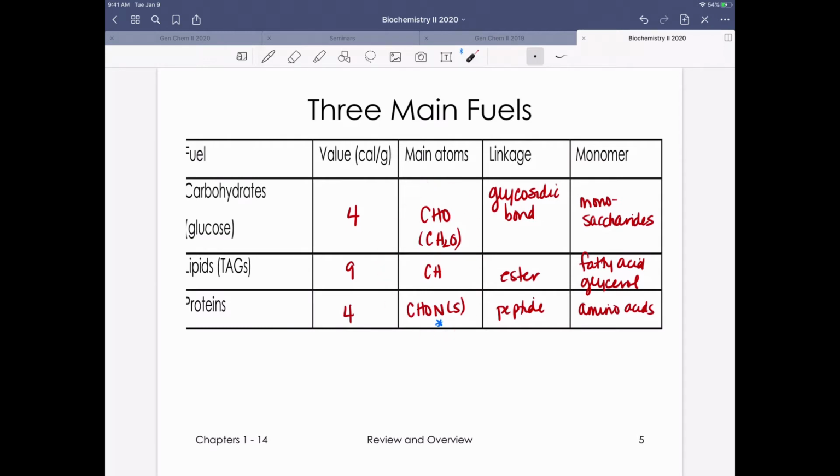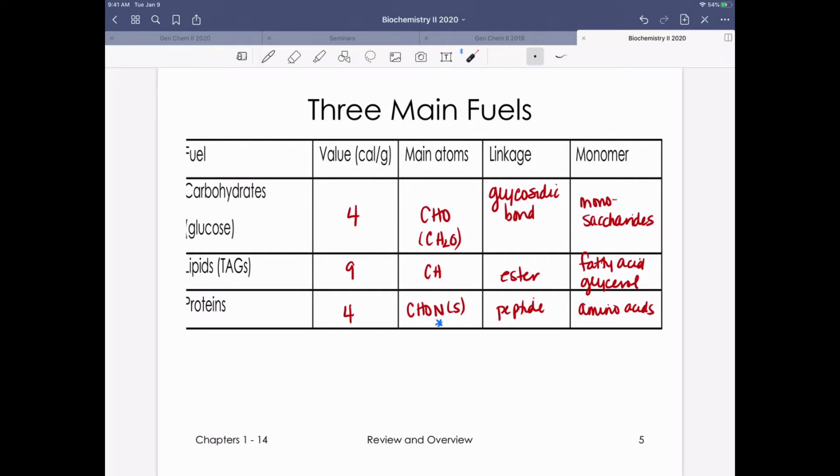Thinking about the atoms that are there are going to be important when we think about how we break these down. So again, the main atoms that we think about for carbohydrates are carbon, hydrogen, and oxygen. Remembering that the empirical formula for all monosaccharides is CH2O, which is why they're called carbohydrates.